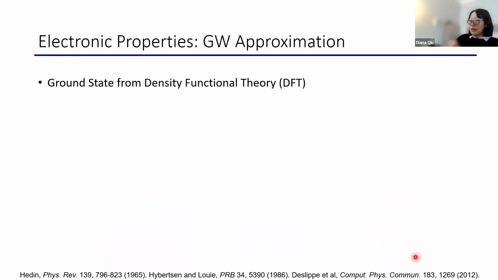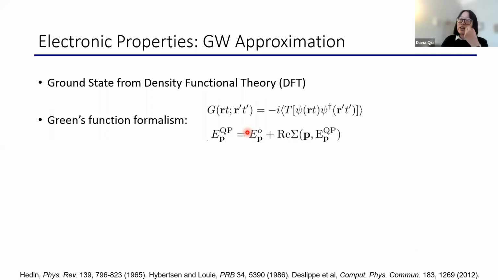So in order to do this, we first need a good description of the ground state, which we obtain from density functional theory. Today I won't get into the details of that. But once we have the ground state from DFT, next we need to figure out the energy of adding or removing an electron from the ground state.